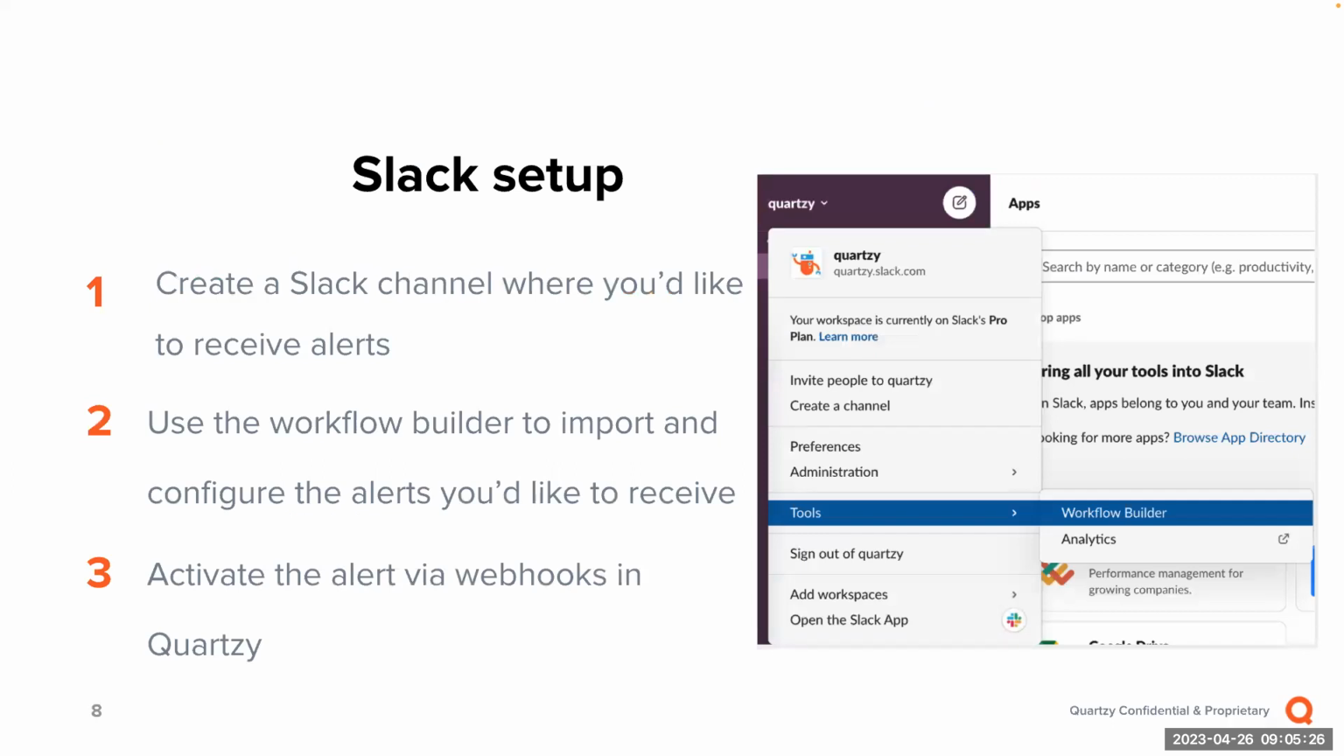So Slack setup. First up, pretty simple. You're going to just create a Slack channel where you want to receive alerts. You can also use an existing channel if you already have one set up that you'd like to receive alerts in. And then, like I mentioned before, you use Slack's workflow builder and you just import the package. So that's going to be the full workflow. And then optionally, you can configure the alerts further. So if you want to remove anything or add anything or even adjust the messaging, you can do that. And then you would go into your Quartzy account, activate the alert via webhooks, and then you'd be good to go.